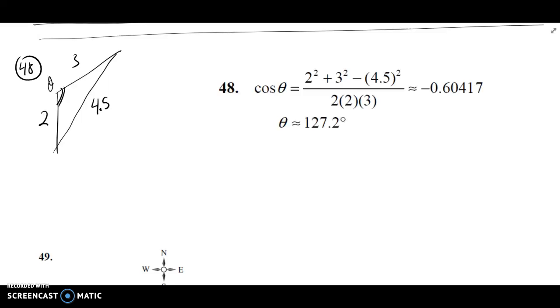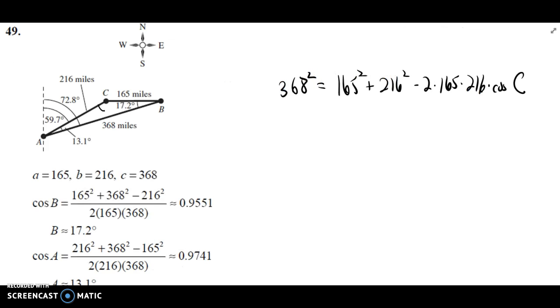Homework problems from section 6.2 in pre-calculus. First one we're going to look at is number 48. We're given those three lengths and we want to find this angle between them. So if we use the law of cosines, 4.5 squared equals 2 squared plus 3 squared minus 2 times 3 cosine of theta. Do the algebra, we'll get that theta is about 127.2 degrees.